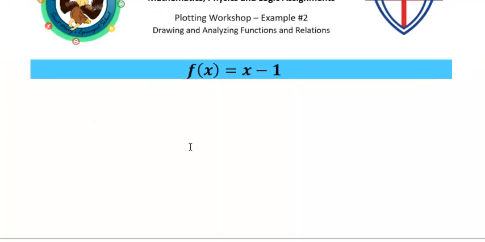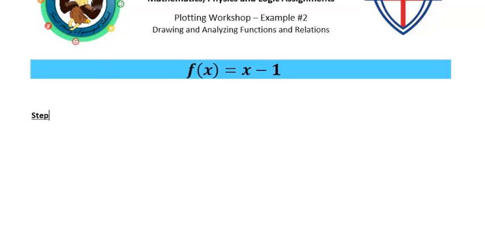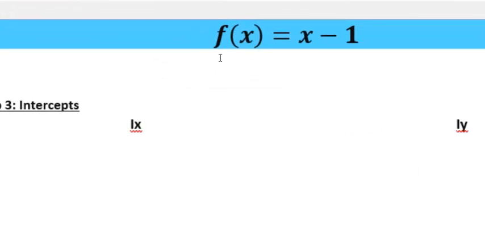So for that, I'm going to put step 3, intercepts. Remember there are two types of intercepts. One is the x-intercept, and the other one is the y-intercept. Okay, now something important in here.